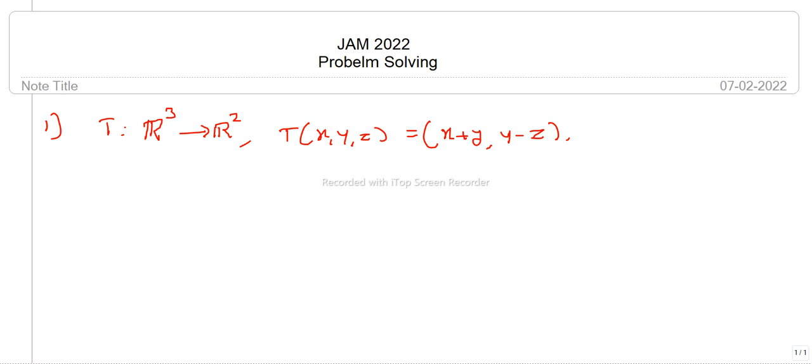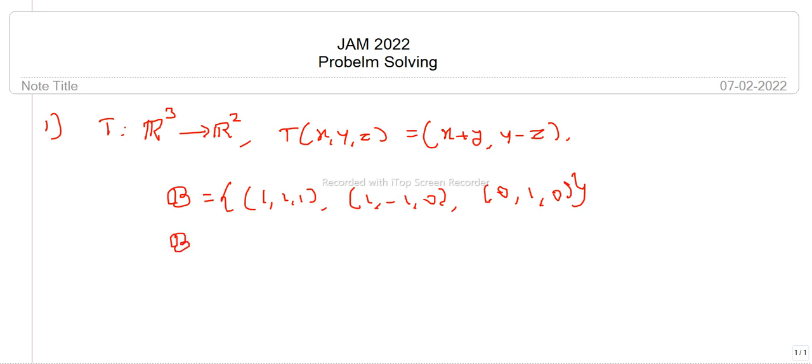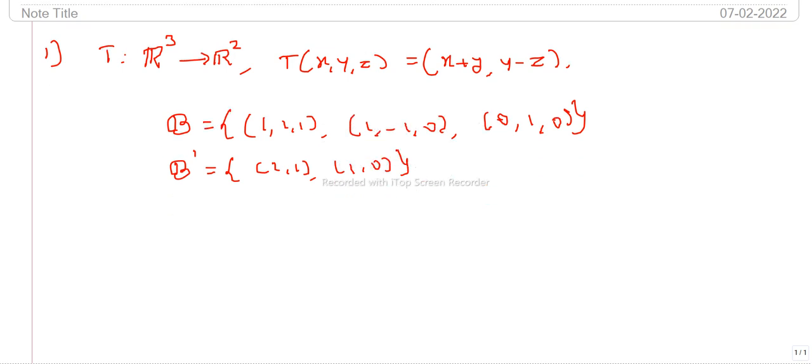Now what is the matrix of T corresponding to the basis? In the domain, we can call the basis script B. The basis is (1, 1, 1), (1, -1, 0) and (0, 1, 0). So this is a basis in R3, and in the codomain R2, just take (1, 1) and (1, 0). So what is the matrix of T with respect to these two bases?